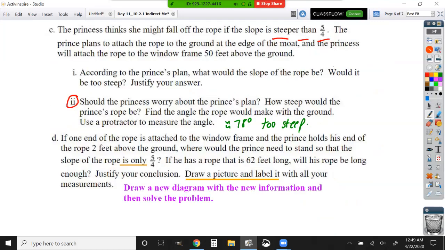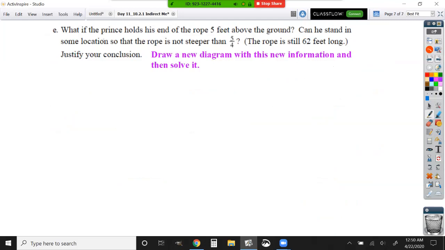So, question E, what if the prince holds his end of the rope 5 feet above the ground? Can he stand in some location so that the rope is not steeper than 5/4? The rope is still 62 feet long. Justify your conclusion. So, where can he stand so that the rope is not steeper than 5/4 if he's holding it 5 feet above the ground?